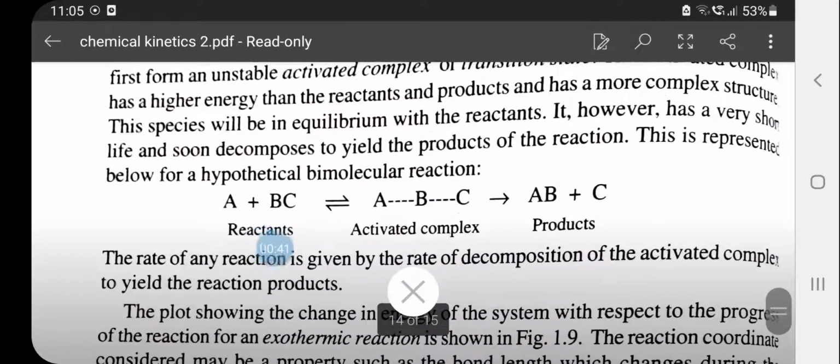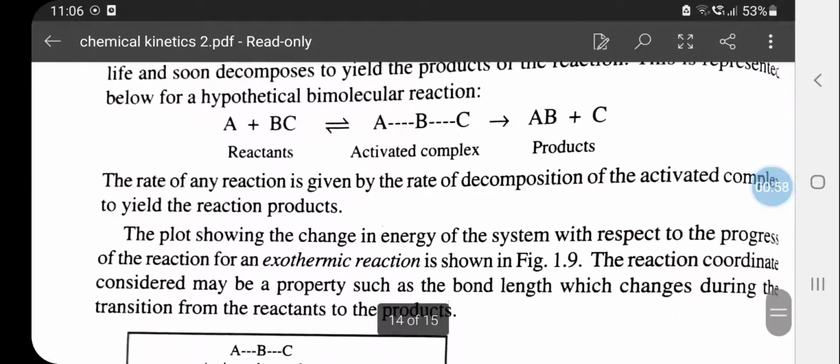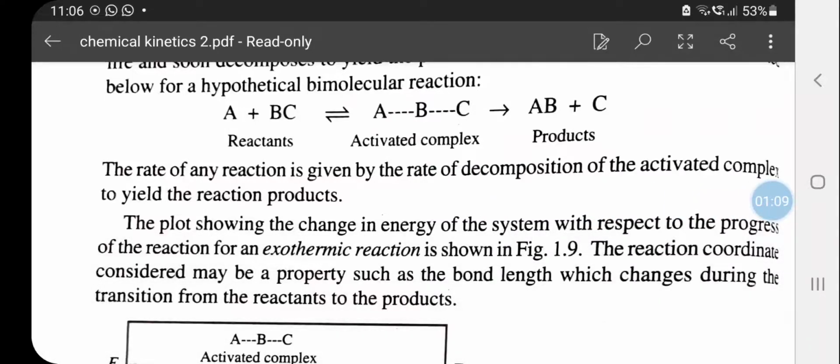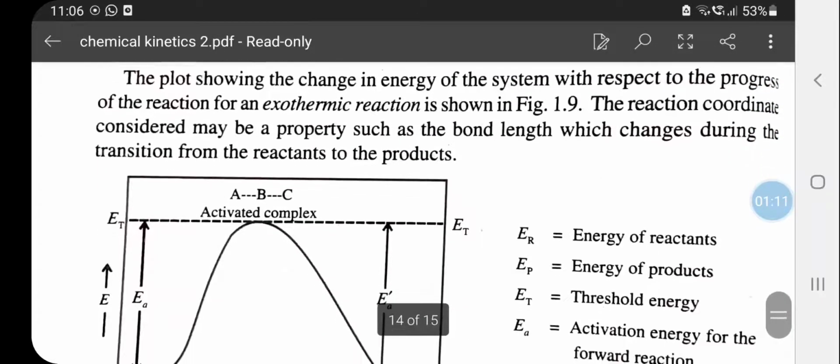For example, the reactants A and BC react to give an activated complex in which A is partially bonded to B and partially bonded to C. In the next step, this will be converted into the product AB and C. Here, the rate of reaction is given by the rate of decomposition of the activated complex to yield the reaction product. Consider an exothermic reaction.